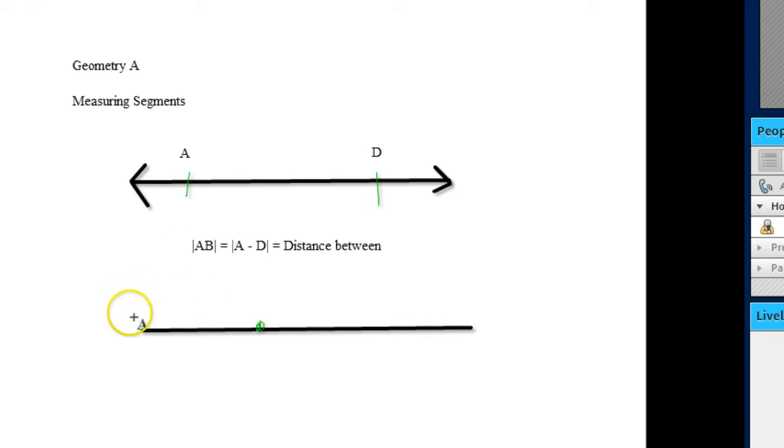Okay, and let's say we had an actual couple of points. Let's say W, Q, and R were these points. What you can basically say is WR is equal to WQ plus QR. Okay, that's pretty simple.